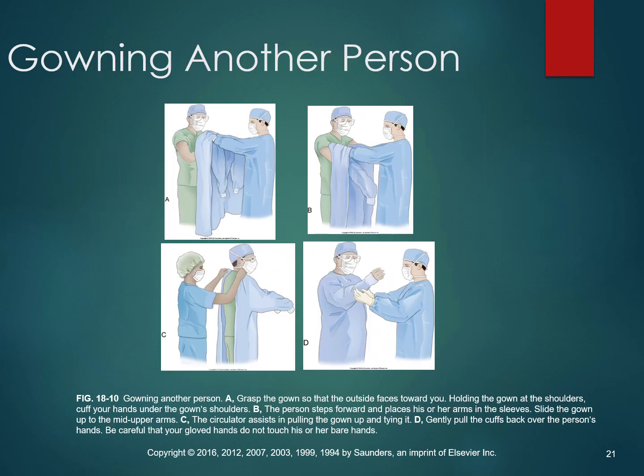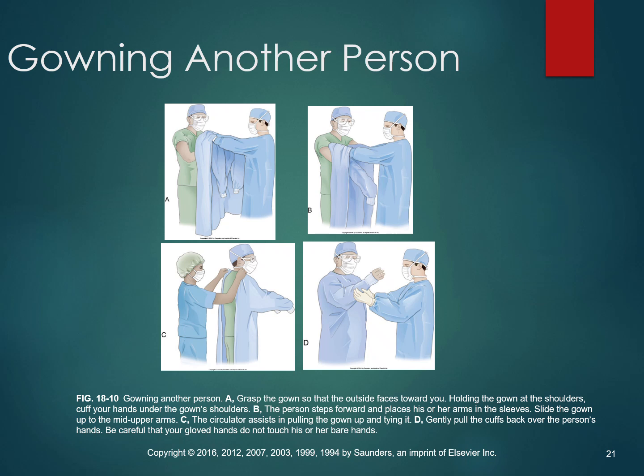All right, so here is showing you gowning another person. So this generally is done, like I said, in surgery or in special procedures, cardiac cath. The person in green there would be the doctor, and then the person in blue would be the person that would be assisting the doctor to put on the gown. So you would grasp the gown. This is A: grasp the gown so that the outside faces toward you. You would hold the gown at the shoulders, cuffing your hands under the gown's shoulders.